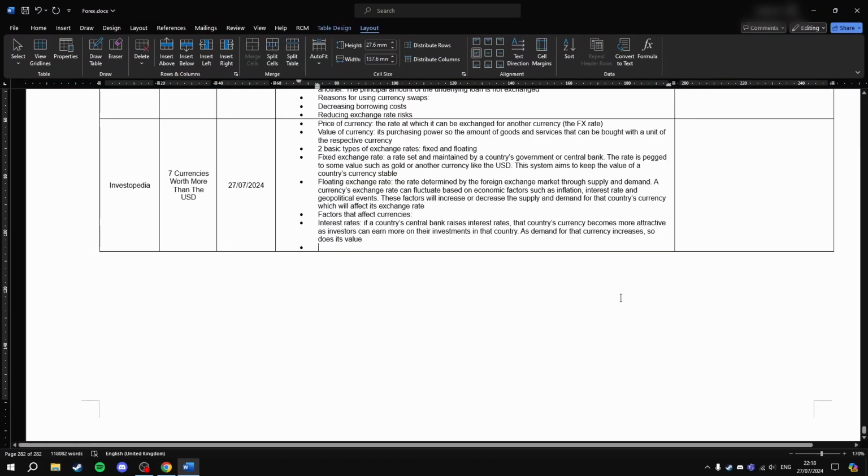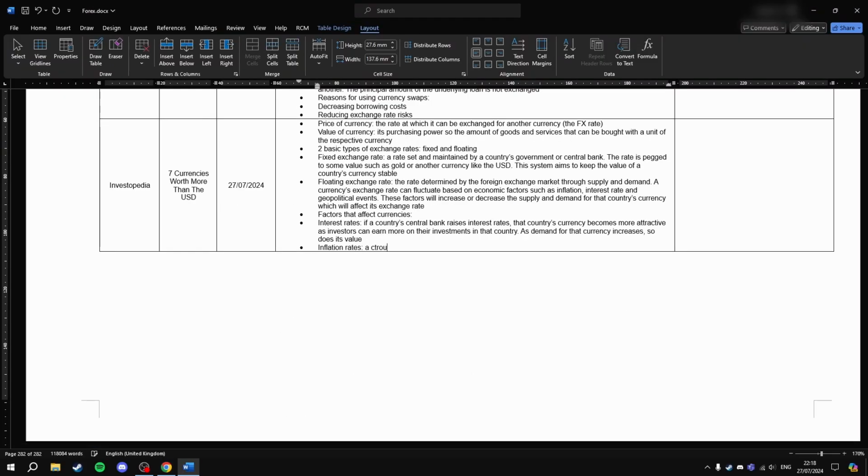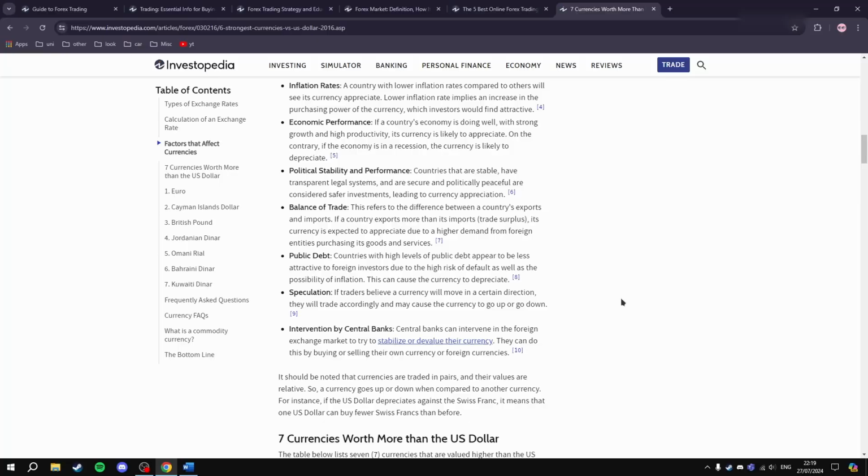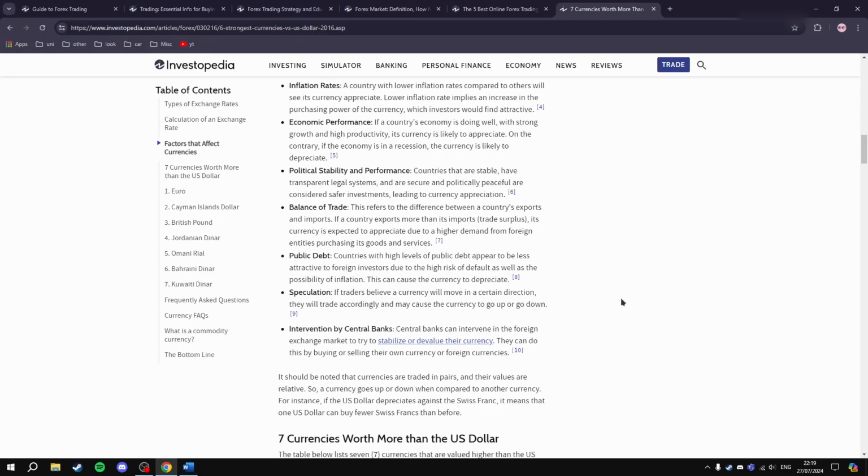Next one, inflation rates. A country with low inflation rates compared to others will see its currency appreciate. Lower inflation rates imply an increase in the purchasing power of the currency, which investors would find attractive.